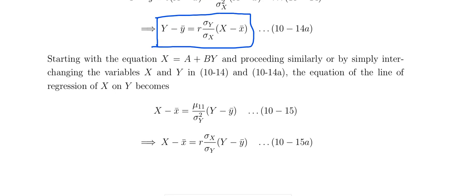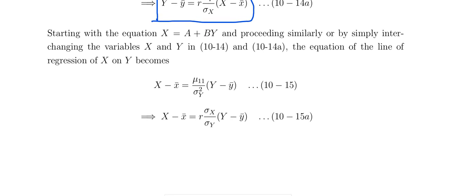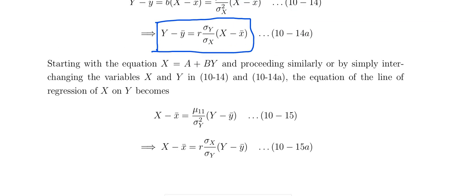The same way we can define x on y. For x on y, x minus x bar equals r into sigma x divided by sigma y into y minus y bar. So both represent a line.